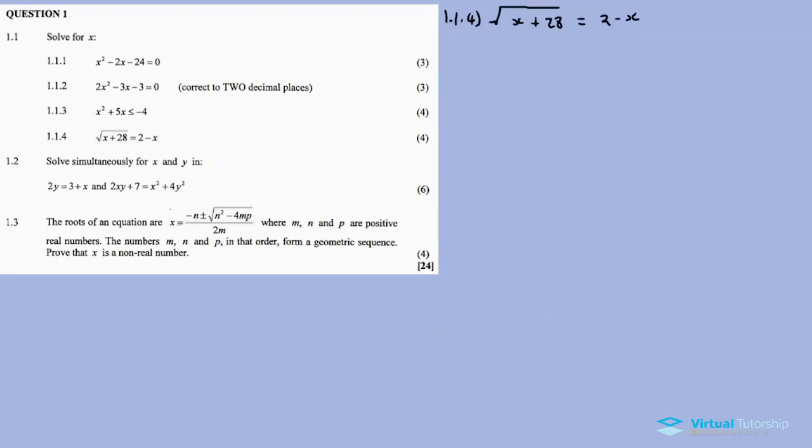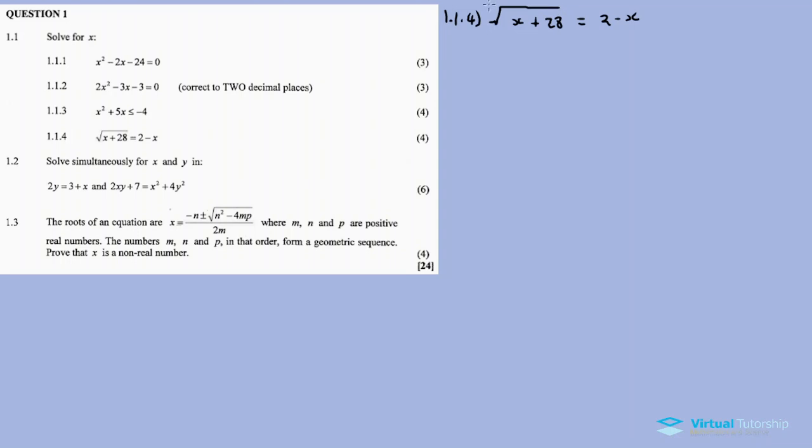Alright, now to 1.1.4, we have a surd equation. In a surd equation, the surd part of the equation, or the square root, must be isolated and put on one side. Here we have already done that, everything is in order. So the square root is isolated on the left hand side.